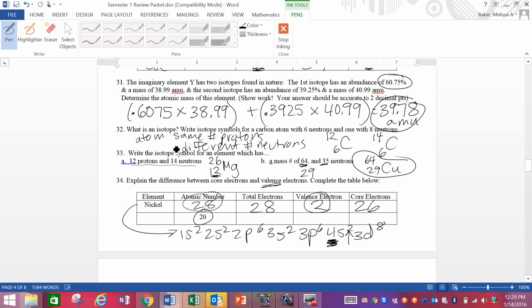How about number 20? That means it's got 20 electrons. Let's figure out which one it is. It's calcium. Calcium is in group 2A. That means that it's got 2 valence electrons. It matches the group number. So how many are in the core? 20 total, 2 in the outer shell. That must mean there are 18 in the core.